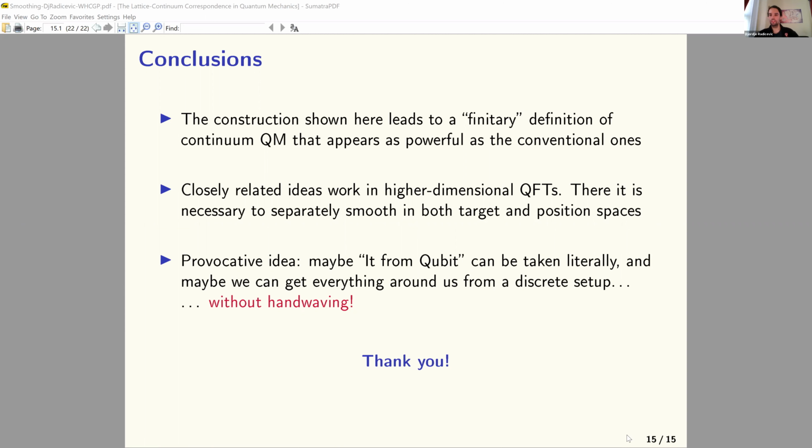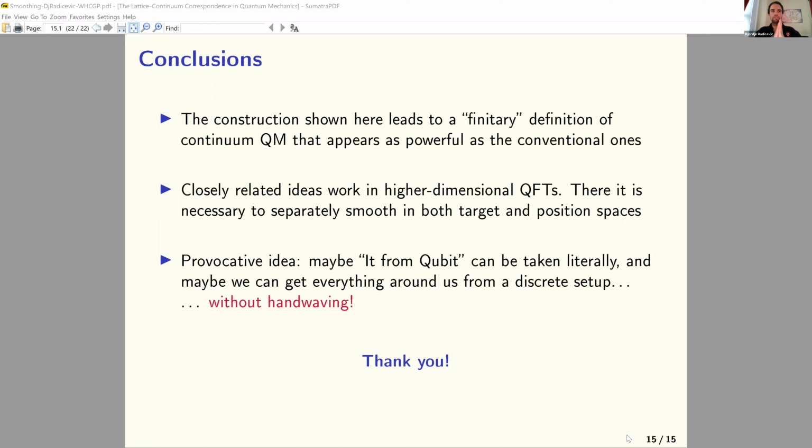Okay, that's a fair question, and I guess I really didn't say anything technical about how this set of ideas extends to higher dimensions, which is true.